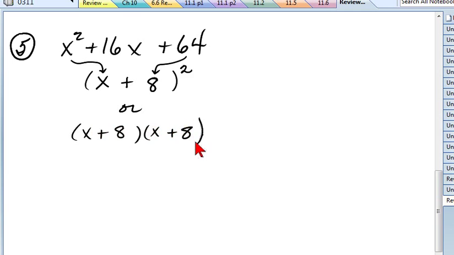So it doesn't matter to me. Having just done completing the square, you might be a little bit better at recognizing those perfect square trinomials. Is that okay? All right.